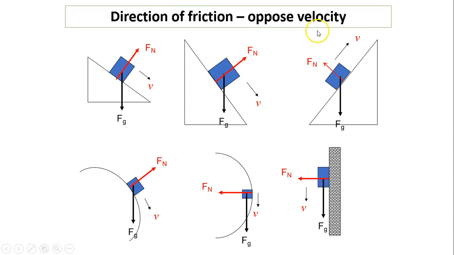So how do we find the direction of friction? The direction of friction is opposite your v. If the block is moving downward, friction has to be upward. Similarly, it doesn't matter the inclination of the incline. If the block is moving upward, friction has to be downward. So this friction is always opposite of your velocity. This one moving down, friction has to be up. This one moving down, friction has to be up.